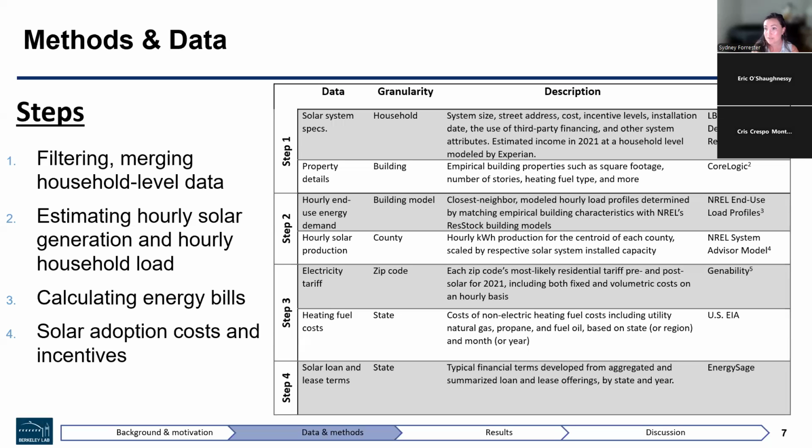So again, we did have to make assumptions. This is zip level, but we did try to make it as specific and as true to what was actually going on in 2021 as we could.